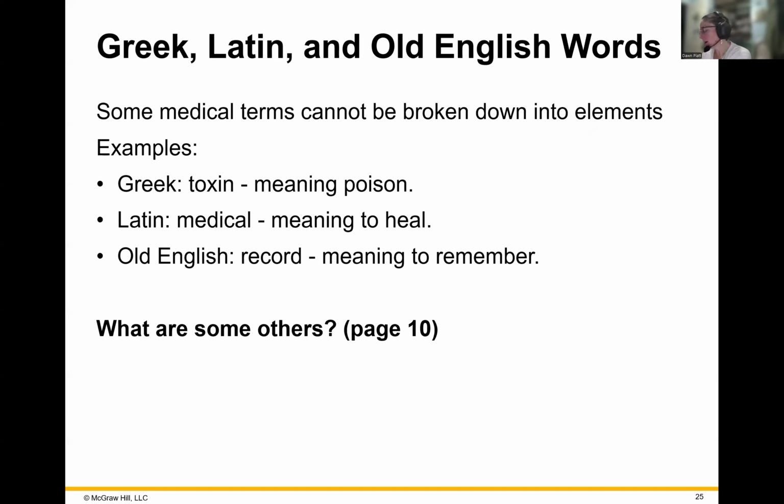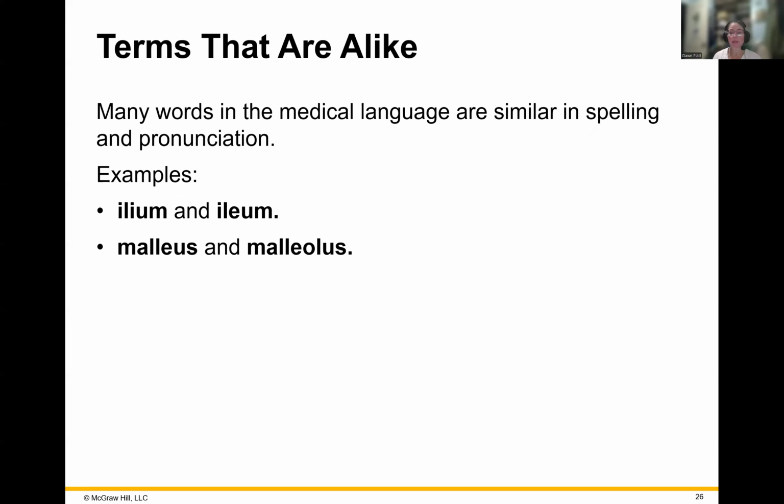So take a look in your book, like I said, on page 9. Sometimes you're just going to have to memorize what they are. So take a look here. We've got toxin. It means poison. Medical simply means to heal. Record means to remember. And on page 10, there are some other examples of some other unique terms.